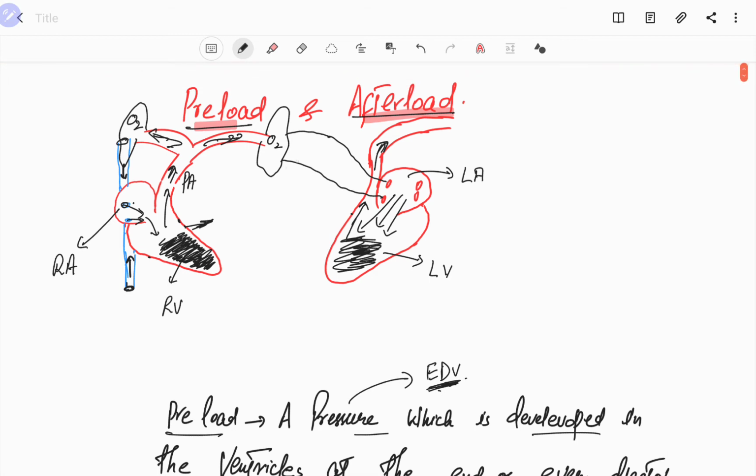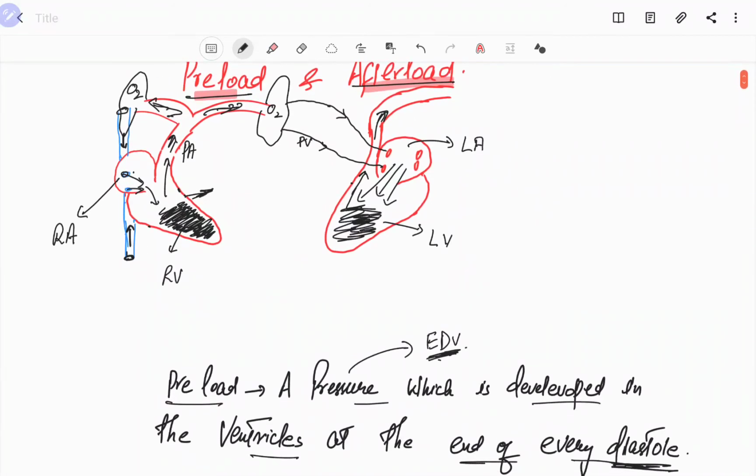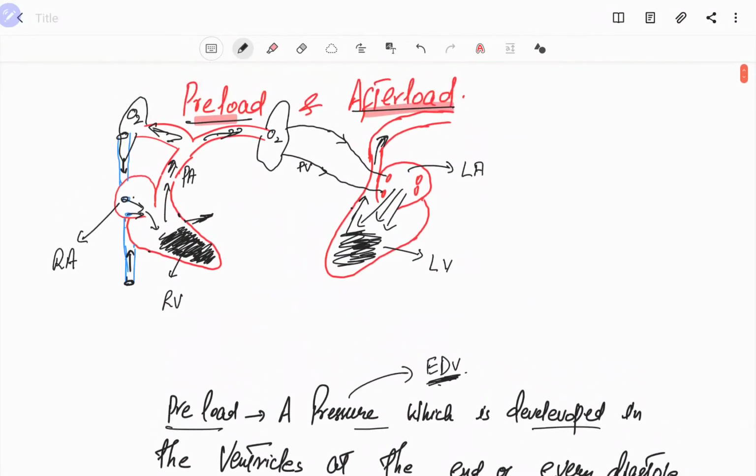Now these are pulmonary veins, which will bring blood into the left side of the heart. Now I will discuss the afterload.